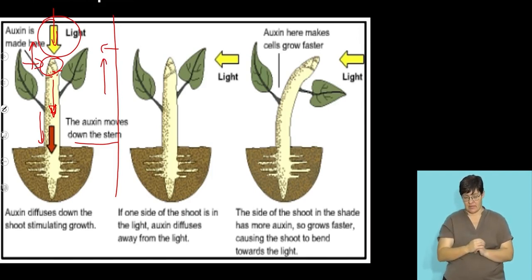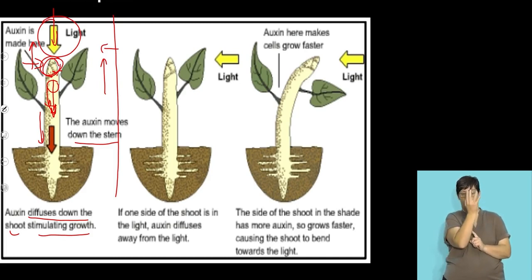So what is important is that the auxins diffuse down the shoot, stimulating the growth away from the source of the auxins. As I mentioned, the auxins move down this way, causing the meristematic tissue to divide and therefore increasing the height of the plant. Let's look at what happens when the light comes from a different direction.